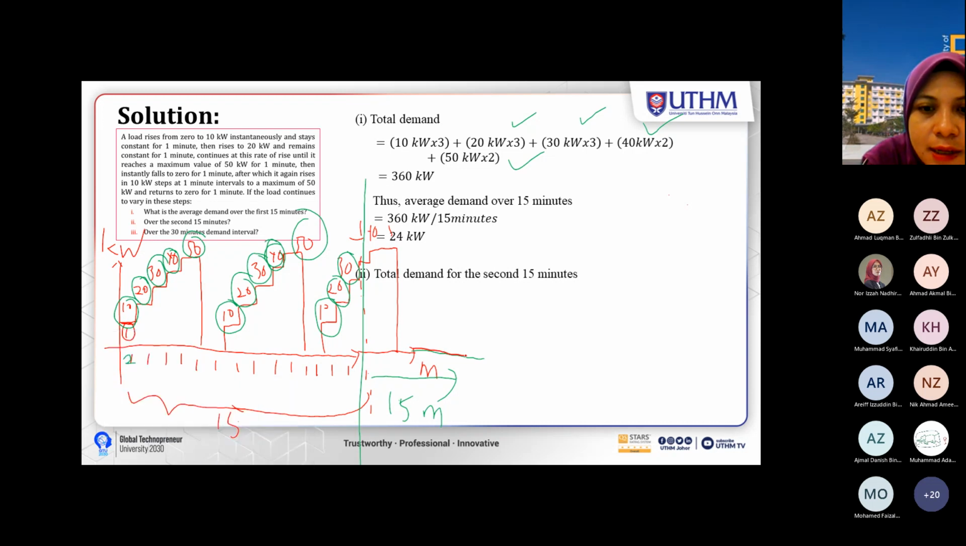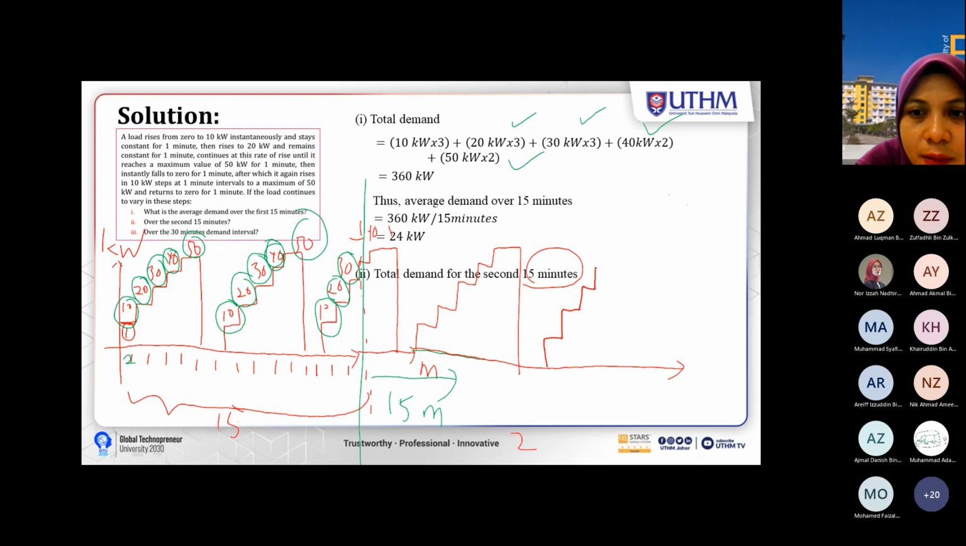Okey, saya panjangkan lagi, sebab dia kata dia nak total demand for second 15 minutes. This one is the first. Second pula macam mana? Okey, lukis balik. Lukis 1, 2, 3, 4, 5. Lukis lagi. So ini akan jadi 15 minit lagi akan datang. 1, 2, 3, 4, 5, 6, 7, 8, 9, 10, 11, 12, 13, 14, 15. Okey, so jadi you kena buatlah.